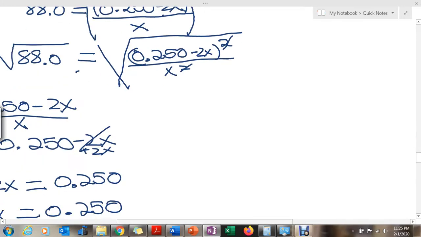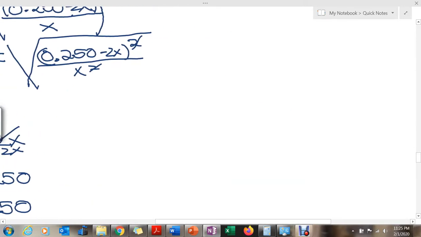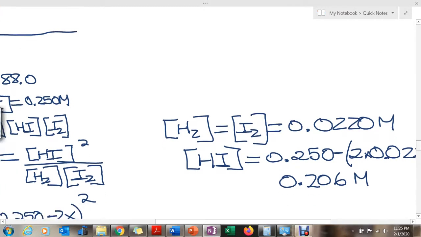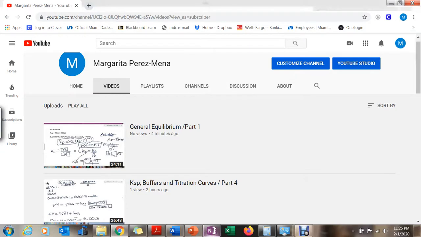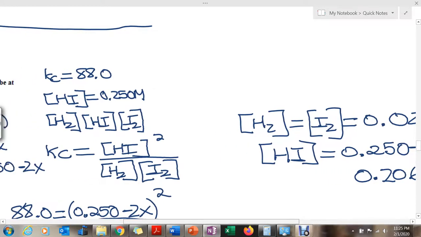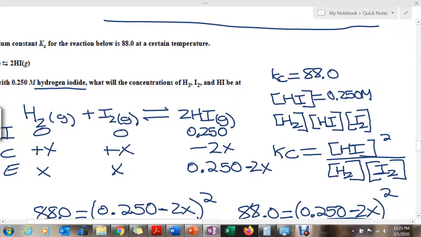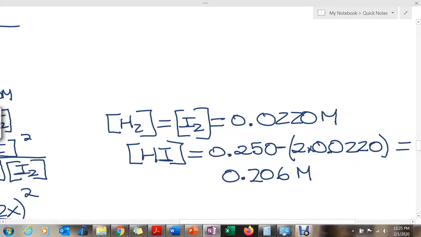So now we're going to calculate the concentrations based on the x and what we have. As we know, the concentrations of H2 and I2 in equilibrium would be x and x, and HI would be 0.250 minus 2x. So with the value of x, which was 0.0220, the HI would be 0.250, the initial concentration, minus twice 0.0220, which gives me 0.206.